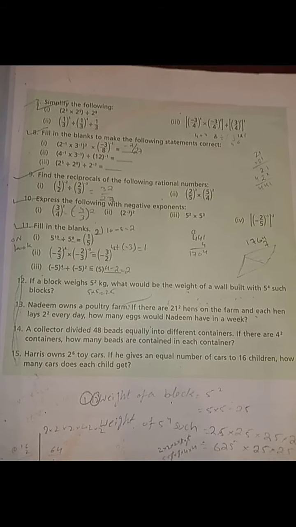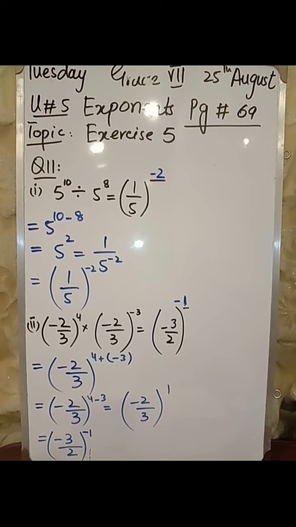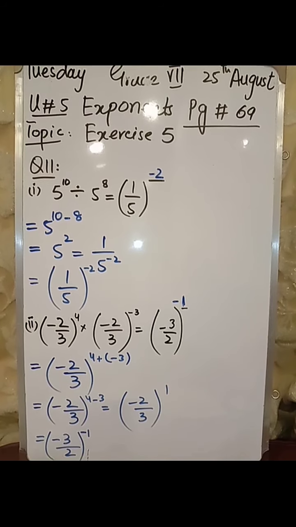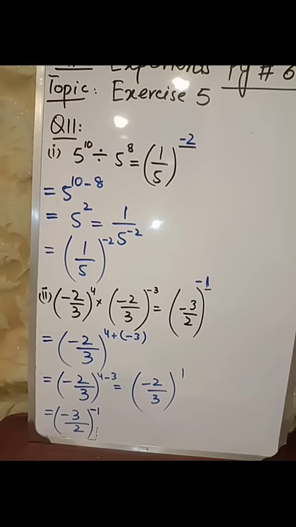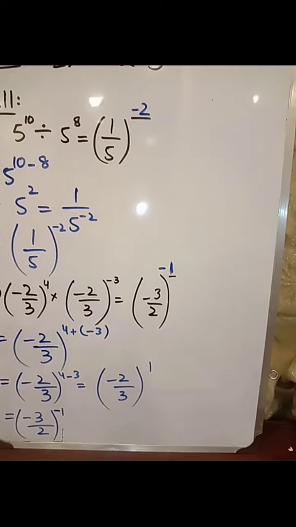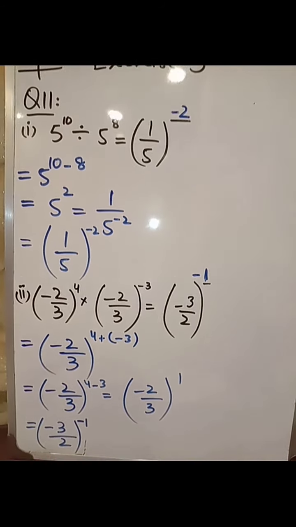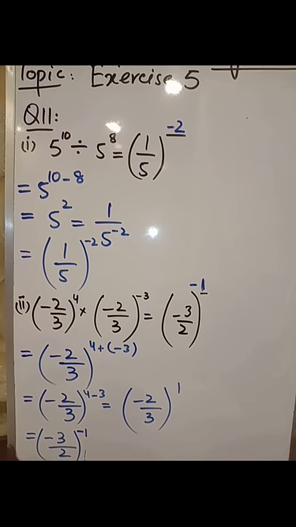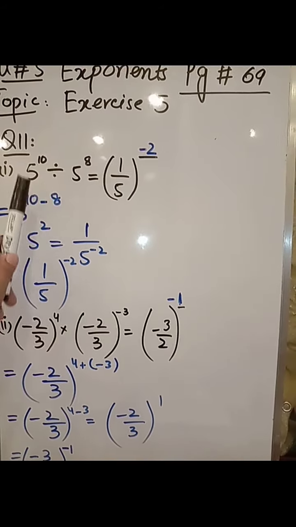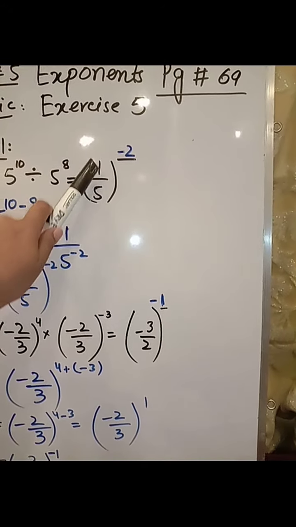Let's have a look. In question number 11 part 1 we have 5 raised to power 10, which when divided by 5 raised to power 8 we got 1 by 5. What should be the power then? This is our blank here. So what is the law of exponent? It says that whenever two bases are dividing, their exponents will be subtracted from each other. So subtracting 8 from 10 we got 5 square, but we need 1 over 5.